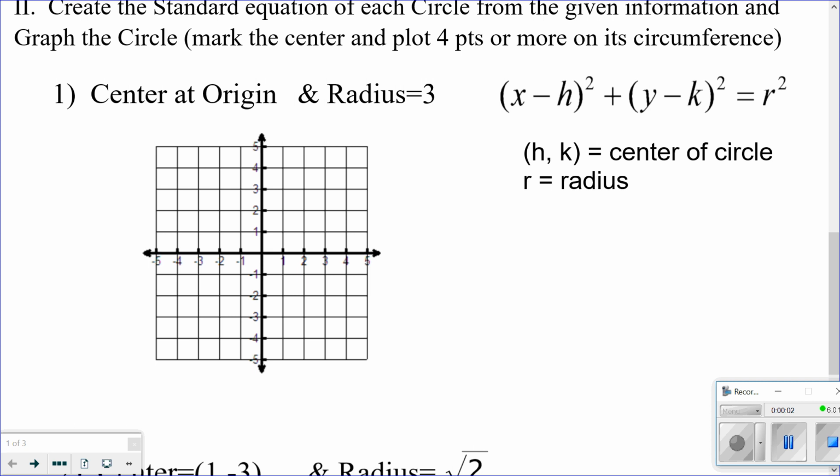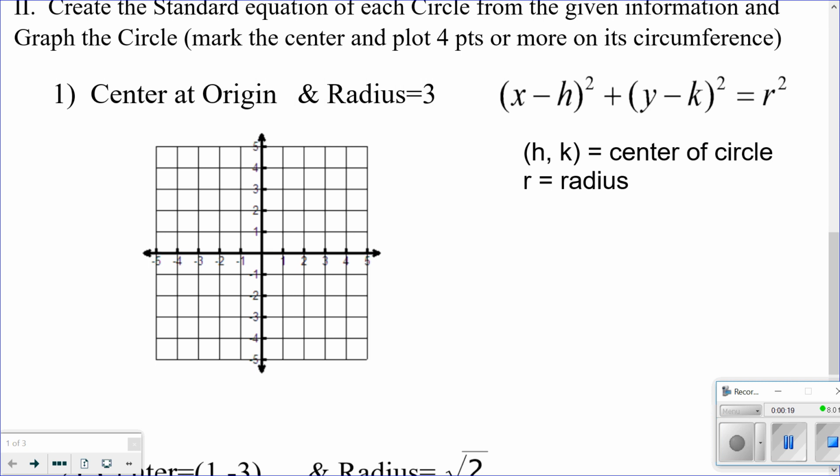Okay, continuing on, now we're going to create the standard equation of each circle from the information, and we're going to graph it. Make sure that when you're graphing it, you plot the center and at least 4 more points on its circumference. Okay, so this one's centered at the origin. It has a radius of 3. So normally this one's pretty easy.